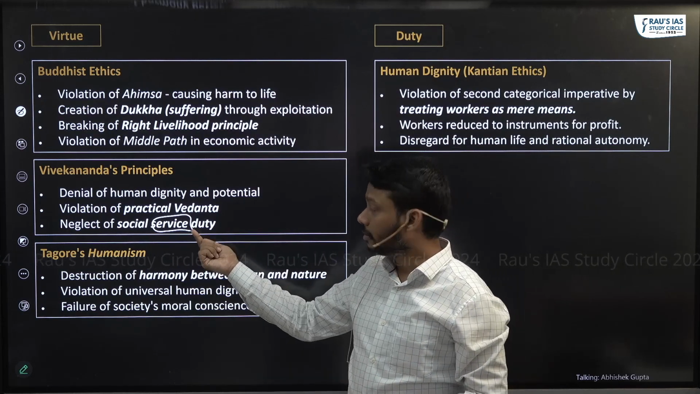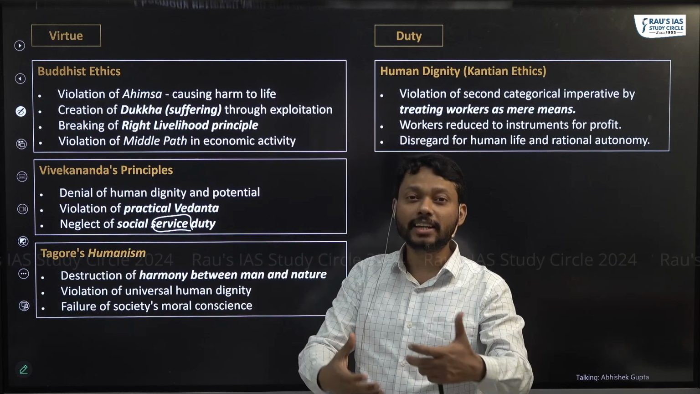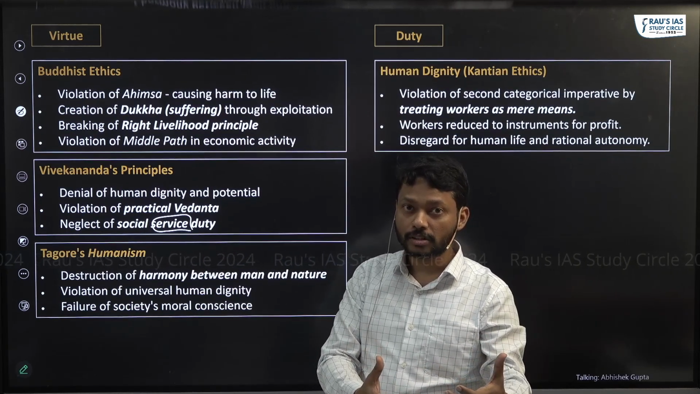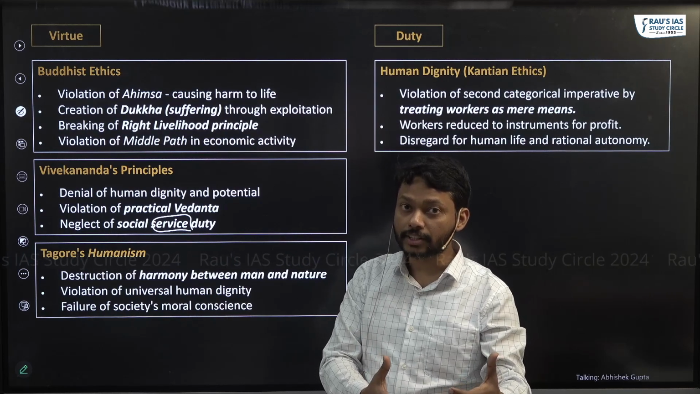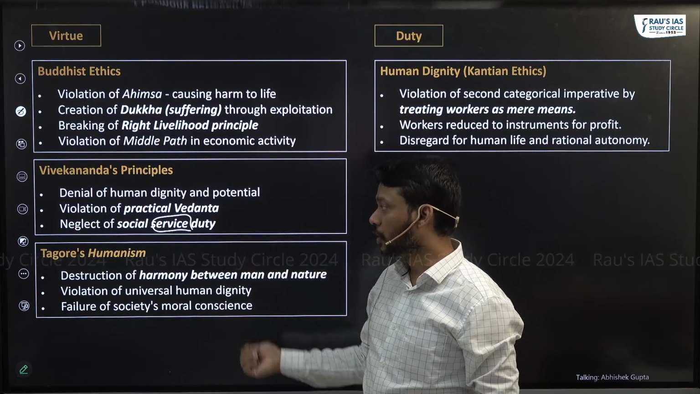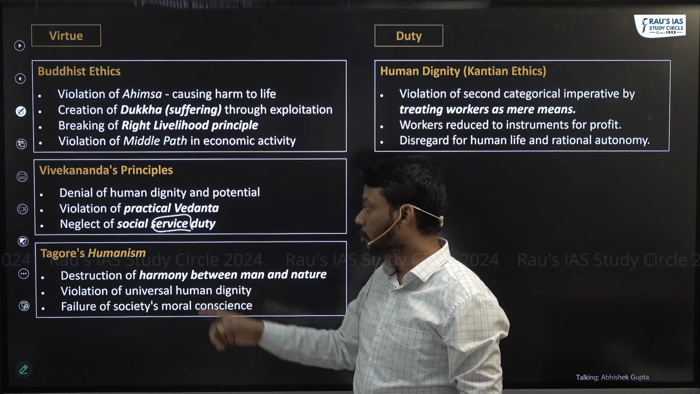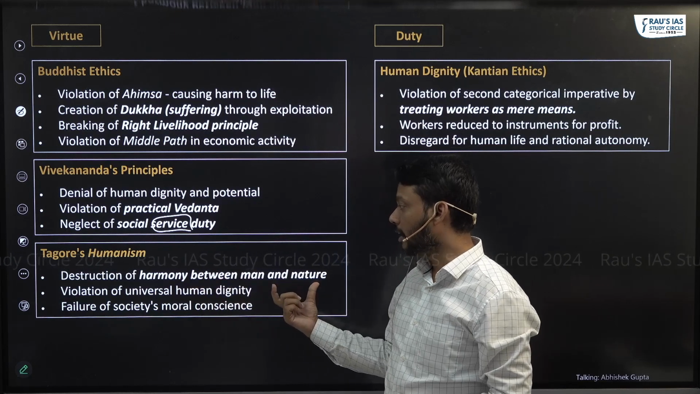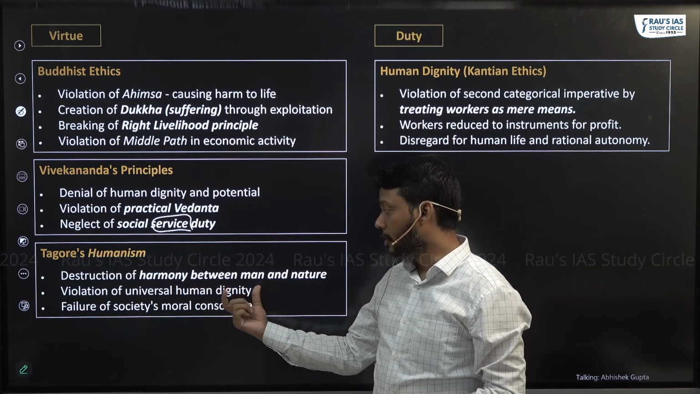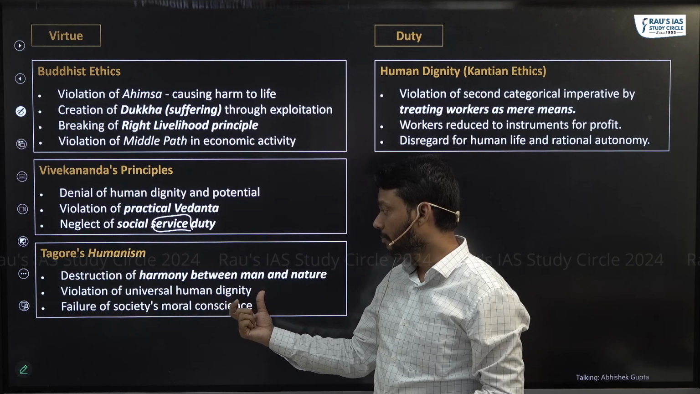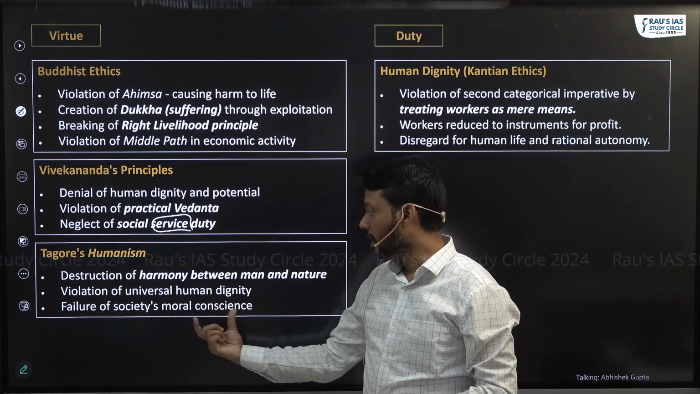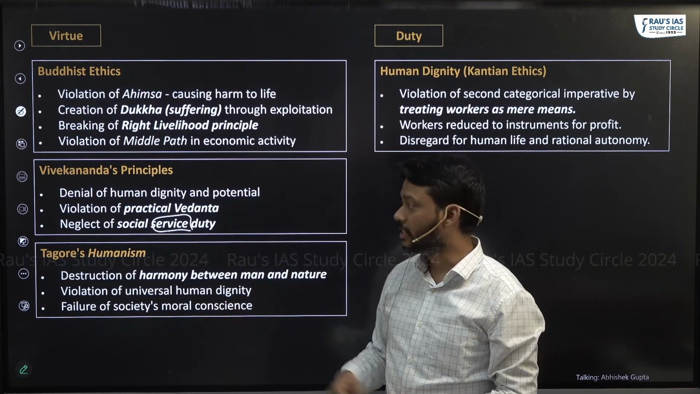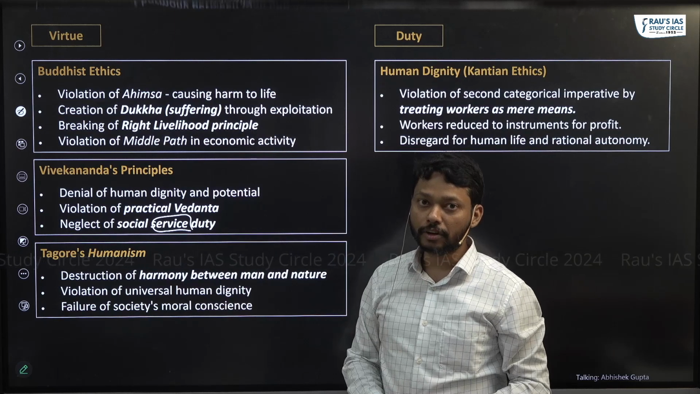And the idea of service is to take care, to become a trustee, to protect the employees and not to put them at risk. That's violation of these virtues. If we talk about Rabindranath Tagore's humanism, he said that there shouldn't be destruction of harmony between man and nature. Again, human dignity is a universal idea. And failure of society's moral conscience, protection of social conscience, is at the heart of humanism of Rabindranath Tagore.